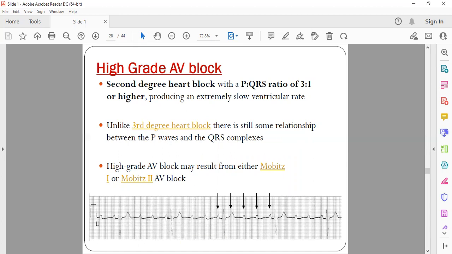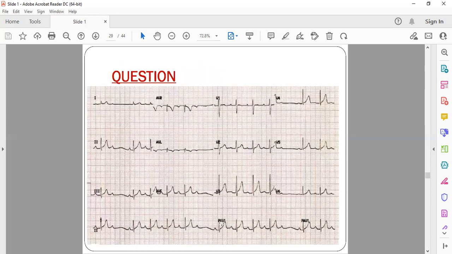Is there some degree of association? You can see here the distance between P and QRS is similar, and the PR here is also similar to that of this one. So definitely there is some relationship between atria and ventricle. If this relation is found, it is called high grade AV block. Plus, let's revise this.